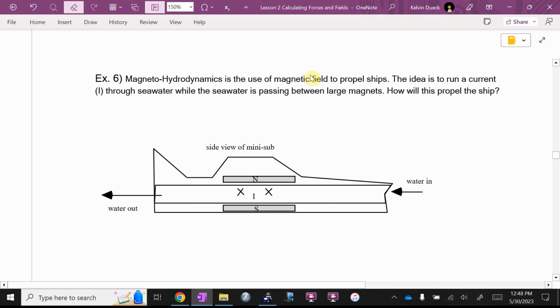Here is the physics theory behind it. This is the use of magnetic fields to propel ships. The idea is you would run a current I through seawater while seawater is passing between large magnets. How will this propel the ship?